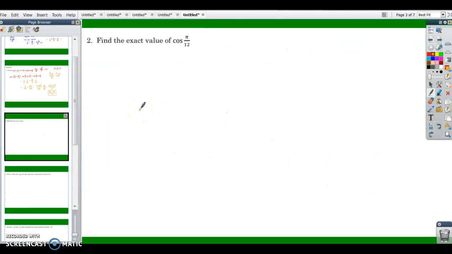Let's go ahead and try another example. So pi over 12. 12 goes into 180 15 times. So pi over 12 I know is going to be 15 degrees. So again, I can use some combination of exact values that I know. So some combination of 30, 45, and 60. So I could either do 45 minus 30 because that would give me 15, or I could do 60 minus 45 because that would also give me 15. Doesn't matter which one you choose to do.